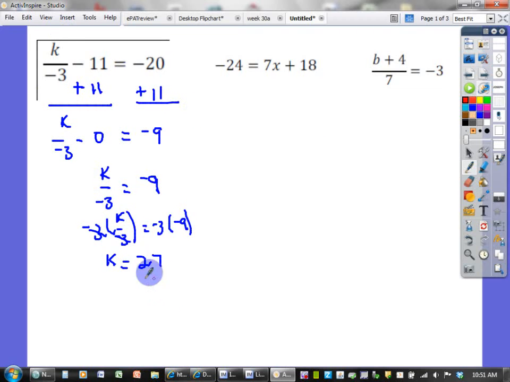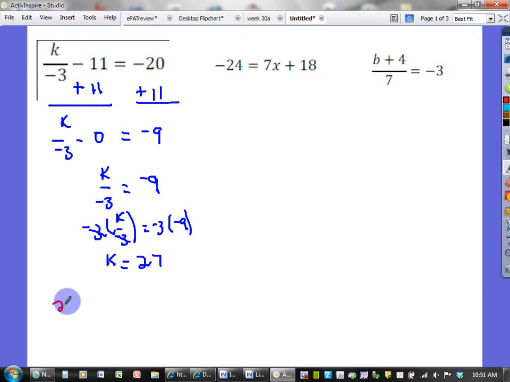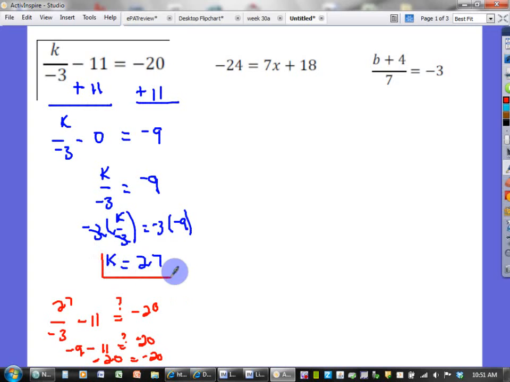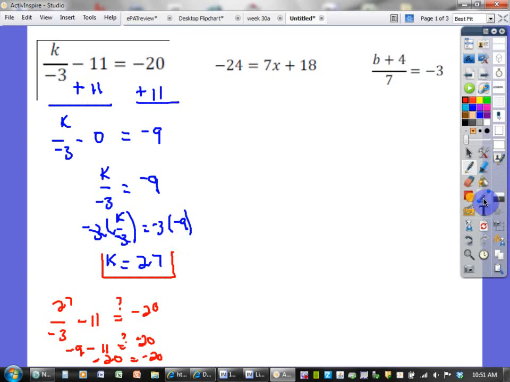Now, I can always go back and check. If I put 27 in for k, does 27 divided by negative 3 minus 11 equal negative 20? Positive 27 divided by negative 3 is negative 9, minus 11. Does that equal negative 20? Negative 9 minus 11 is negative 20, which equals negative 20, which means we have a good answer, that k equals positive 27.